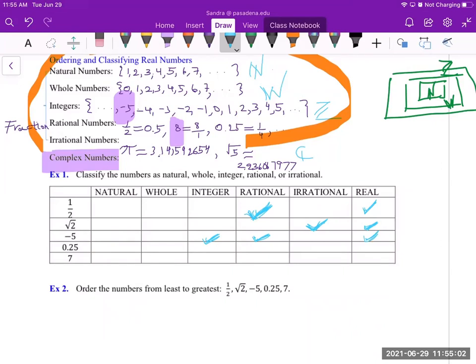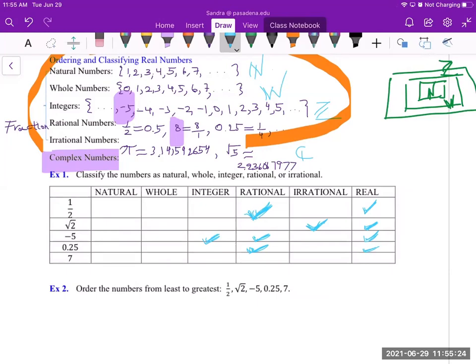Okay, I'm going to move on to 0.25. 0.25, it's a decimal number. And I can see that the decimal number represents a rational number. And this rational number is also a real number.